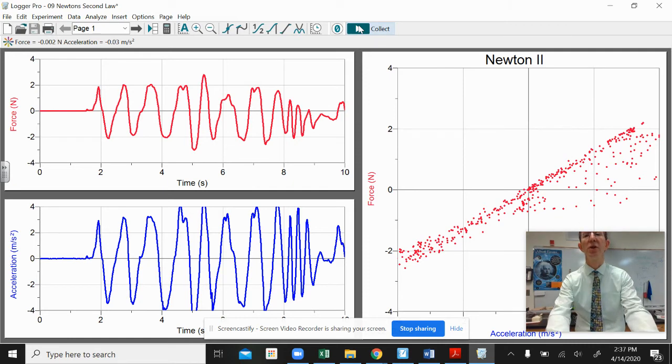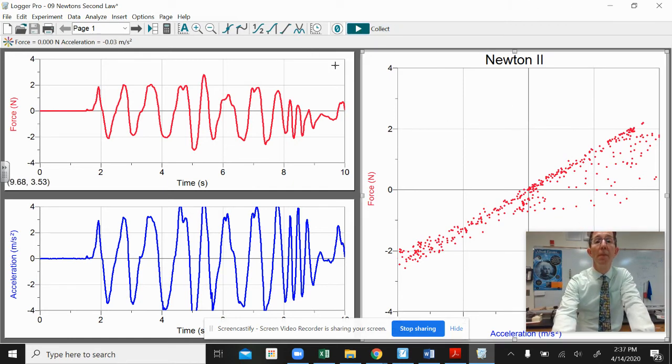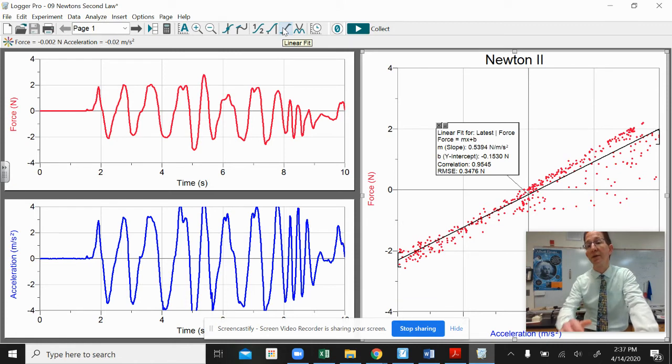Next, I want you to look especially on that graph on the right, the force versus acceleration one. I'm going to put in a line of best fit into that scatter plot. You can see it goes up from left to right. What do you think the y-intercept of that graph should be? What do you think the slope of that graph means?